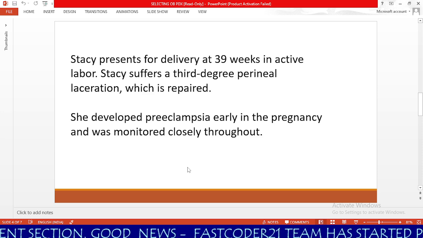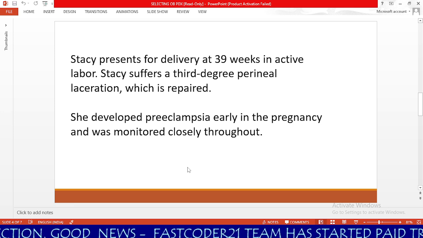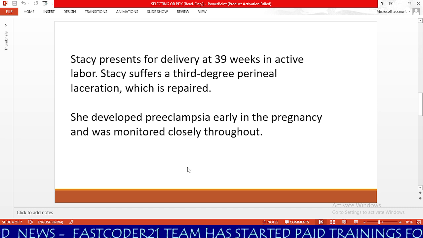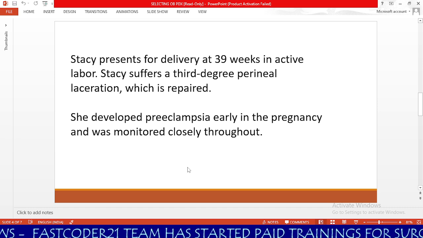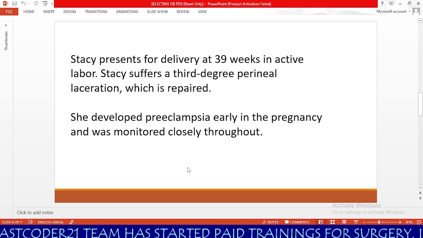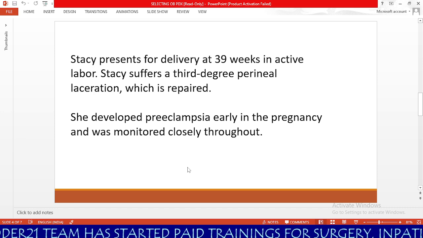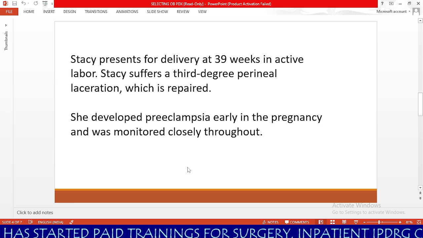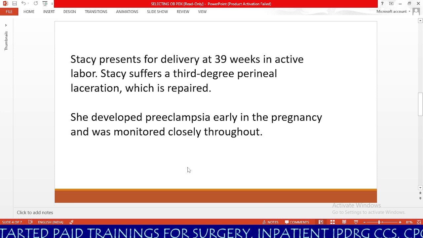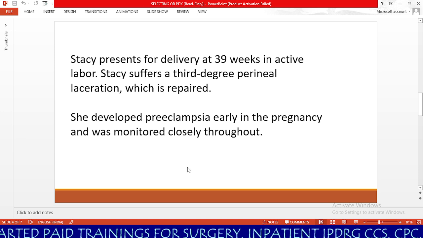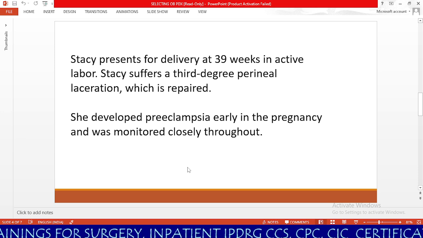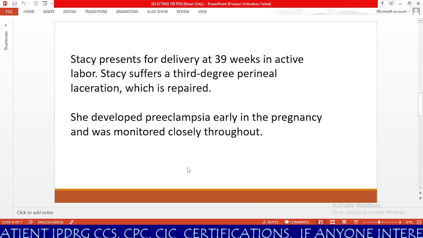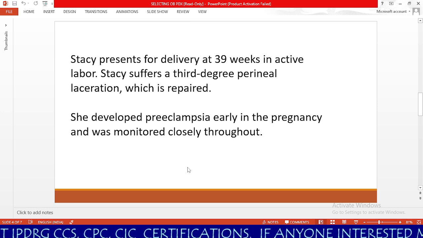Stacy presents for delivery at 39 weeks in active labor. Stacy suffers a third degree perineal laceration which is repaired. She developed preeclampsia early in the pregnancy and was monitored closely throughout. Among this scenario, we need to find which is the PDX. We will discuss that now. Here, our PDX will be delivery complicated by preeclampsia, followed by a code for the perineal laceration.